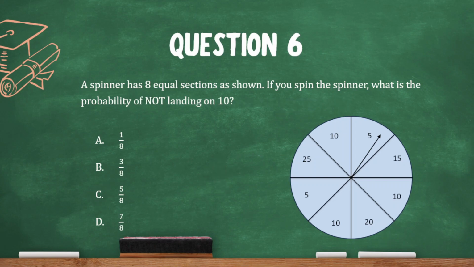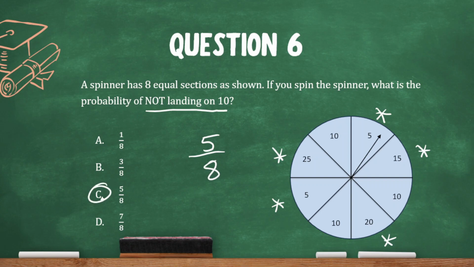Okay, we've got the spinner again, and we want to know the probability of not landing on 10. So let's just count how many numbers are not 10. We've got 5, 15, 20, 5, and 25. So that's 1, 2, 3, 4, 5 numbers that are not 10. And we've still got that total of 8. So our answer is 5/8.